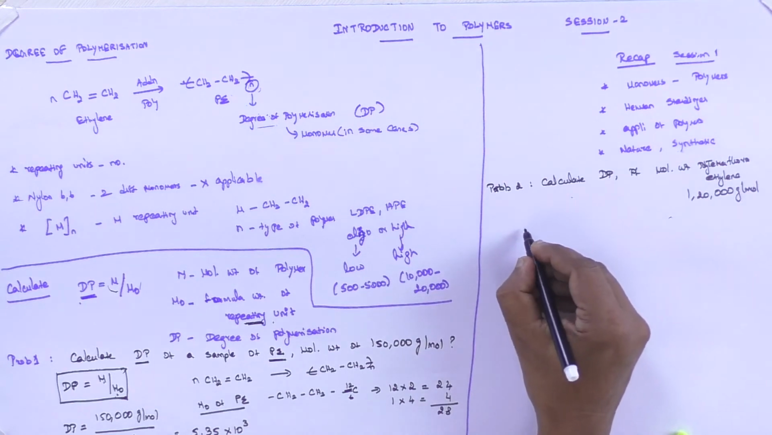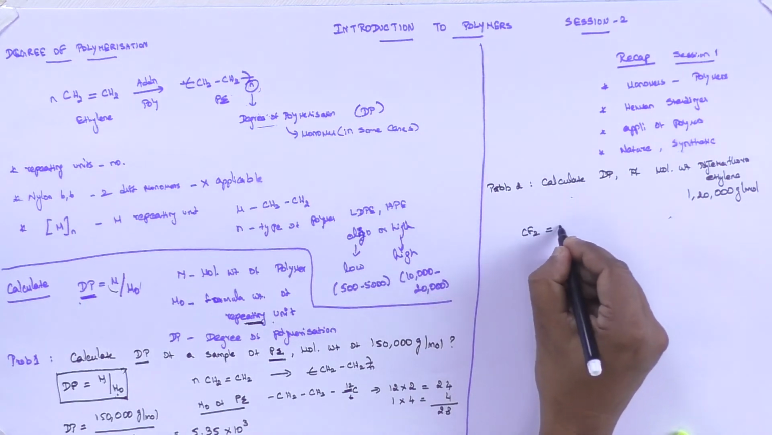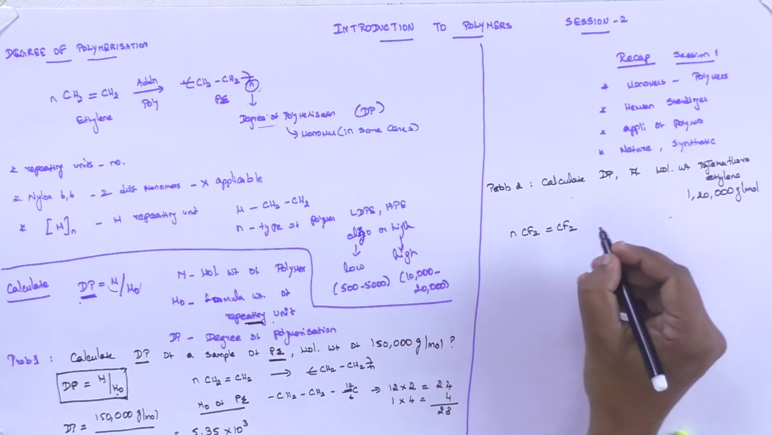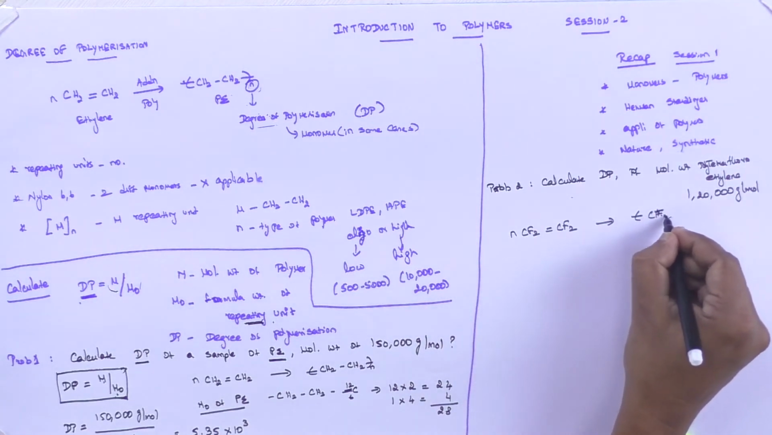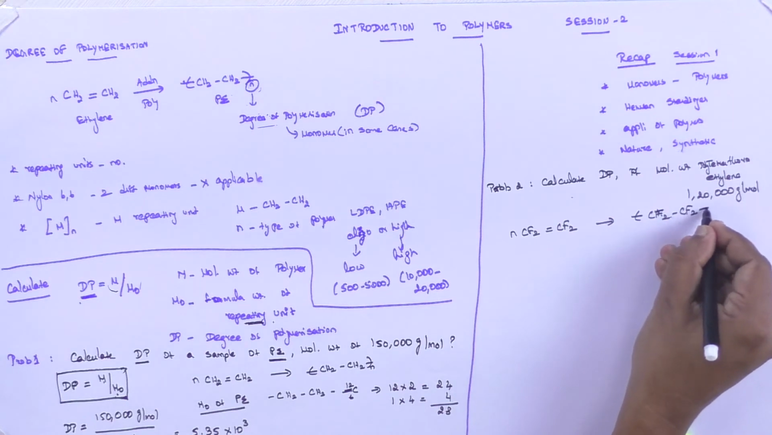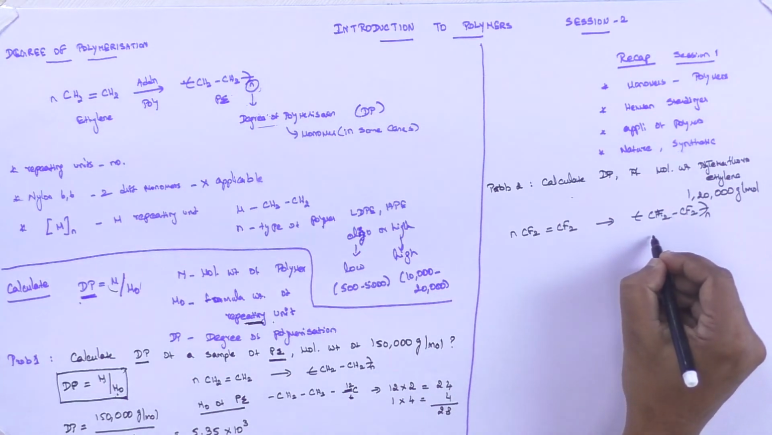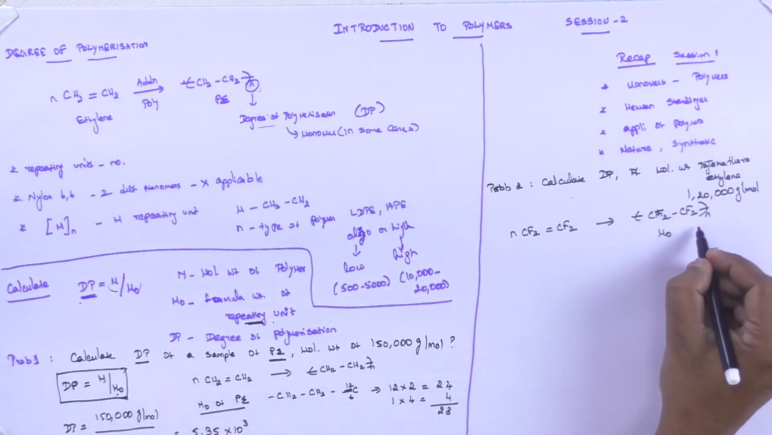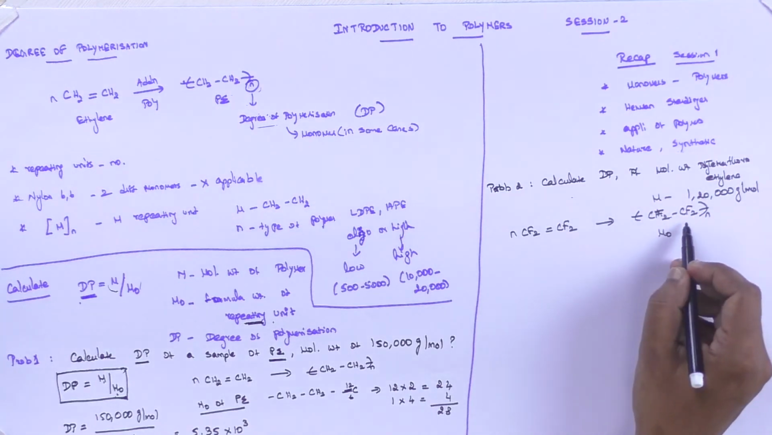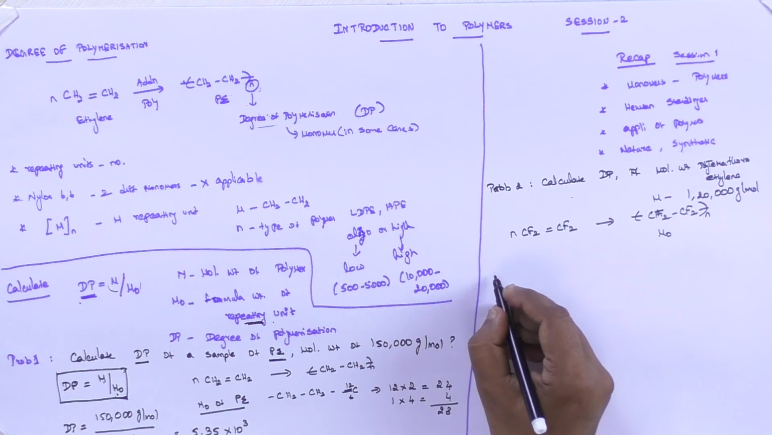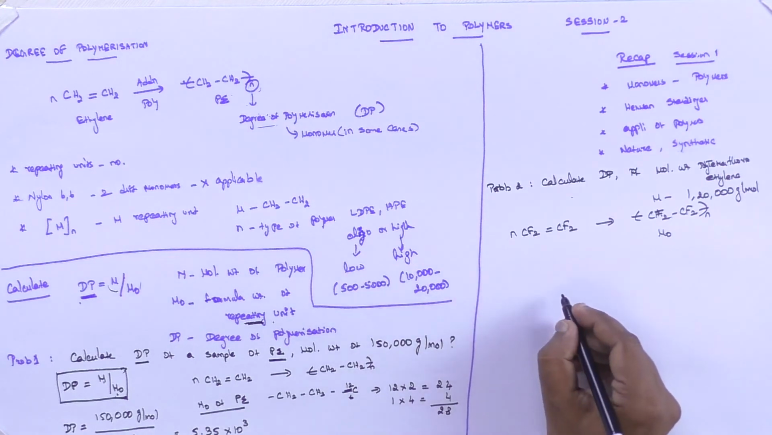So, tetrafluoroethylene is CF2 double bond CF2. I am just writing the reaction alone for you. So, you calculate this CF2 single bond CF2 n times. You calculate the molecular weight here, as well as m is given in the problem. Just calculate the molecular weight, substitute it in the formula and find out what the answer is.